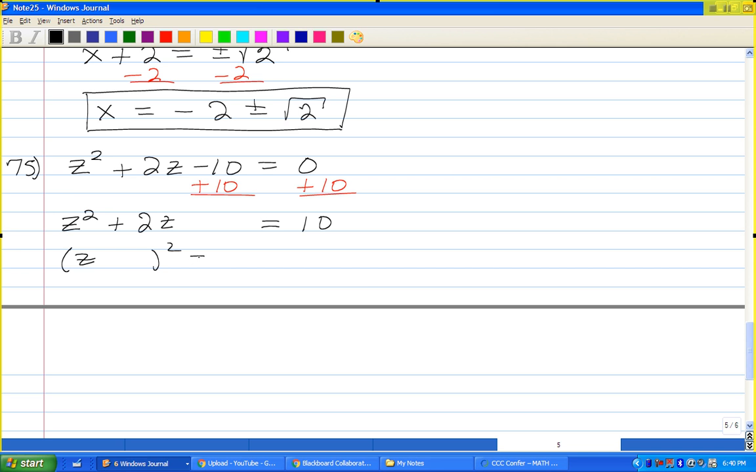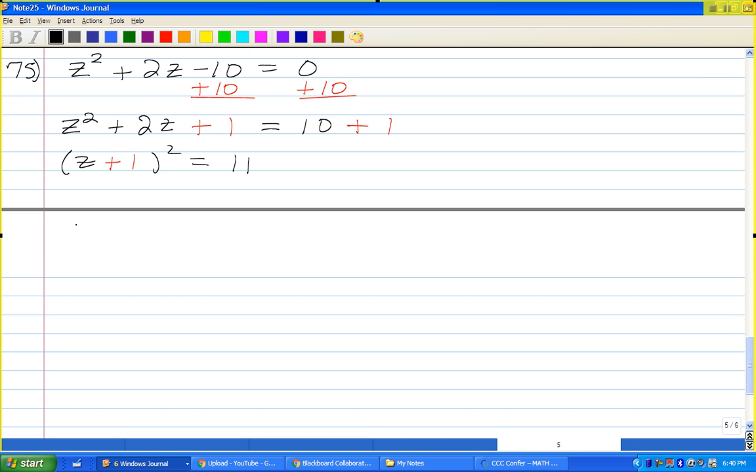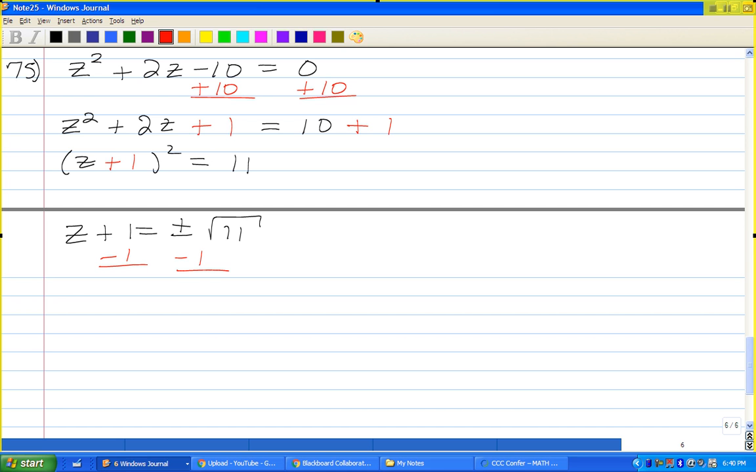Since there's a 1 in front of the z squared, I'll just take 2 divided by 2, which is 1. 1 squared is 1. Add that to both sides of my equation. And so, by the square root property, I have that z plus 1 is equal to plus or minus the square root of 11. Subtract 1 from both sides of your equation. And so z is equal to negative 1 plus or minus rad 11. And that is your answer.